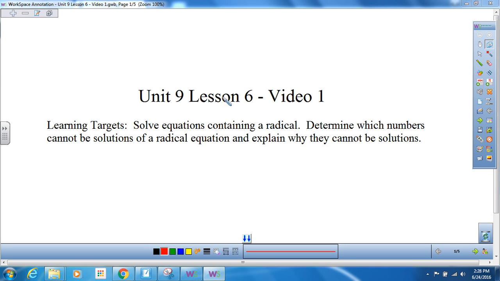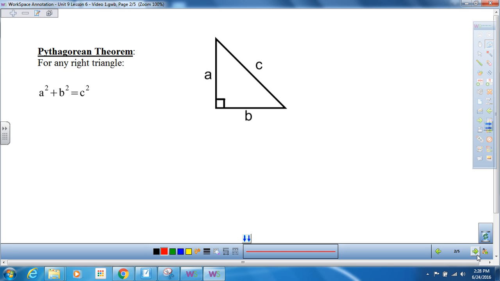This is Unit 9, Lesson 6, Video 1. We're going to do more equations with radicals, but this time we're going to apply it to the Pythagorean theorem.